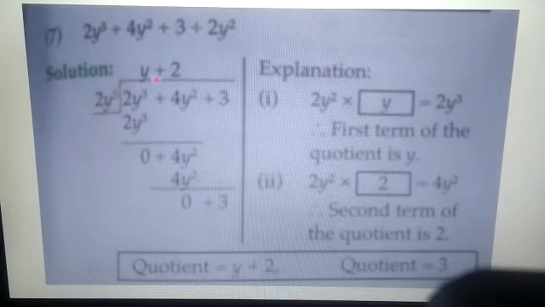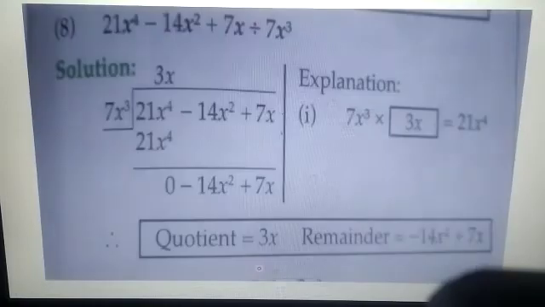So what is the quotient now? y plus 2, and what is the remainder? Only 3 is the remainder. The quotient is written over here, but it is a misprint. Here you will write remainder. Okay children, here is the remainder. Remainder is 3, quotient is y plus 2.